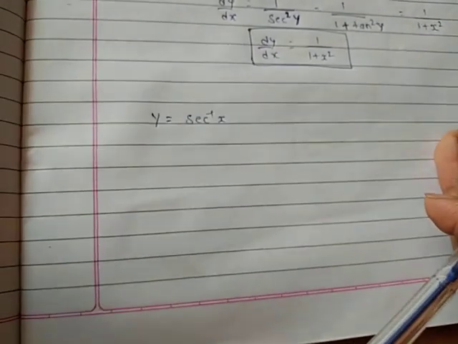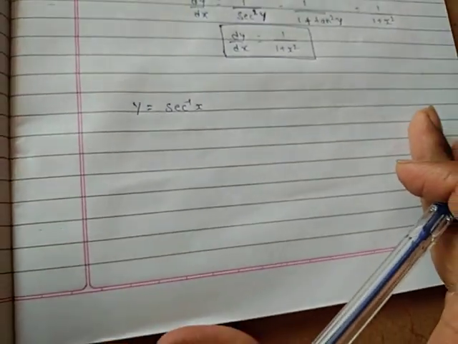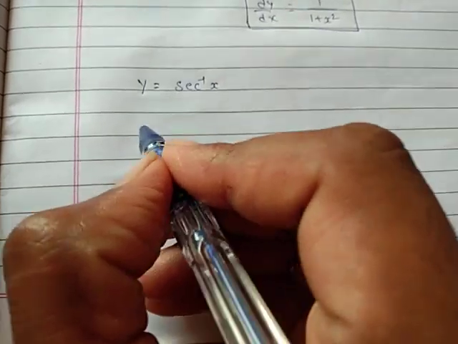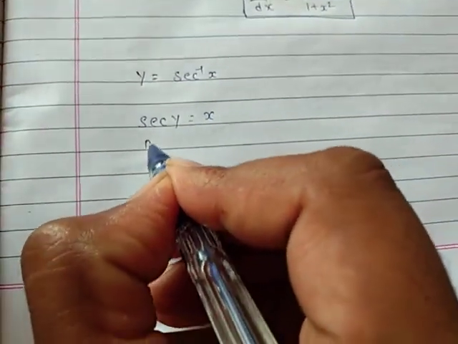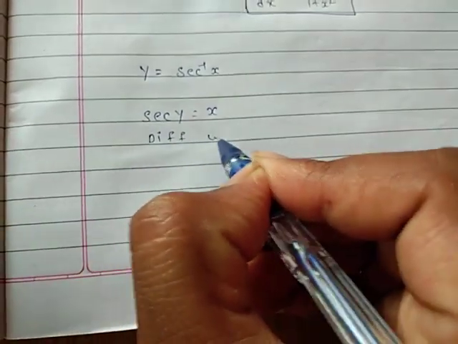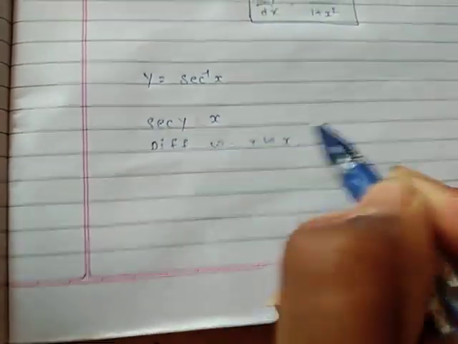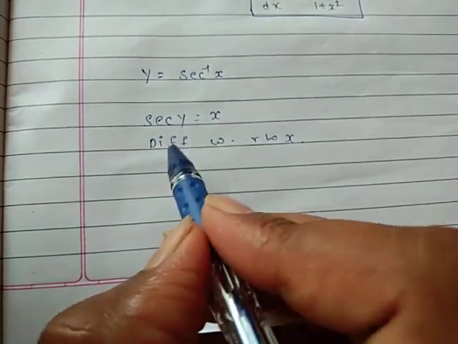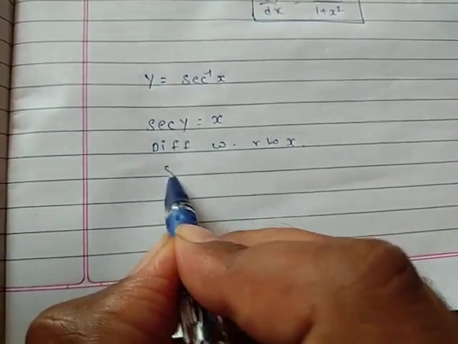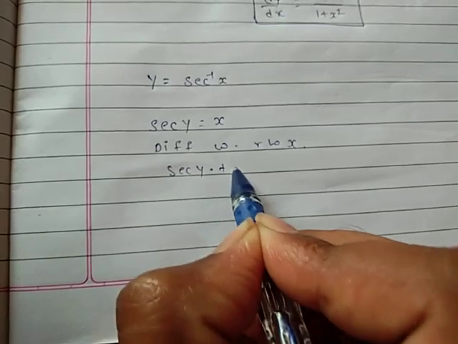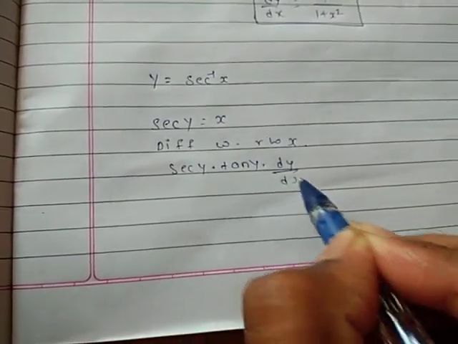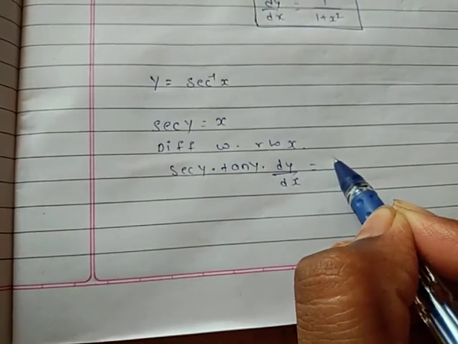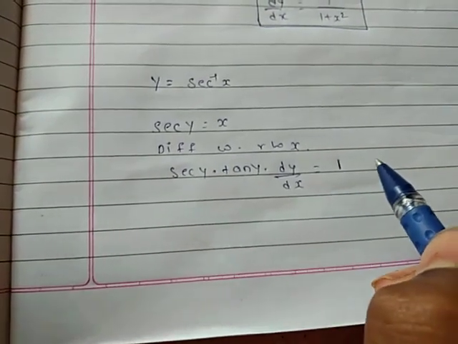So the next function is y is equal to secant inverse x. So we can shift it here: secant y is equal to x. Again, we are differentiating with respect to x. What is the differentiation of secant y? It is nothing but secant y into tan y, multiplied by the differentiation of y with respect to x. On the RHS, the differentiation of x means 1.